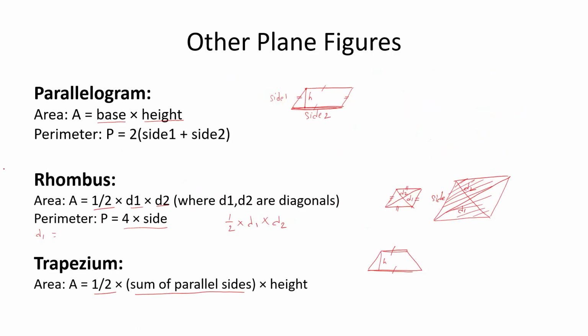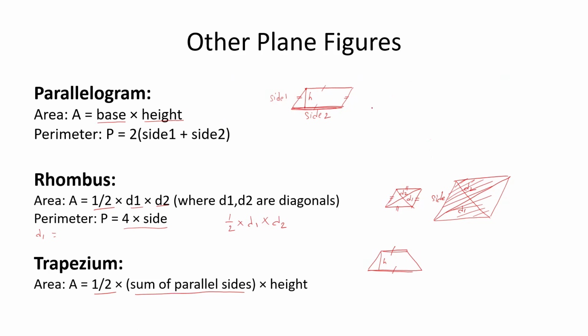Next 2D shape is parallelogram. Parallelogram is a shape of this type. It is something like a distorted shape of a rectangle where opposite sides are parallel to each other. Here you can see that two sides are equal. This side is equal to this side, and that side is equal to that side, and opposite sides are parallel to each other. So for a parallelogram, area is given by base into height.